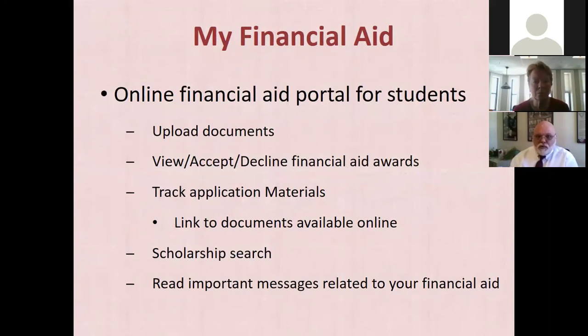From the portal, students can upload their documents, they can view, accept, or decline their awards, they can track their application materials and link to certain application documents that can be completed online. We have a scholarship search page inside the portal, and you can read important messages that are related to your financial aid. There may be specific terms that are tied to a specific piece of financial aid you're receiving.